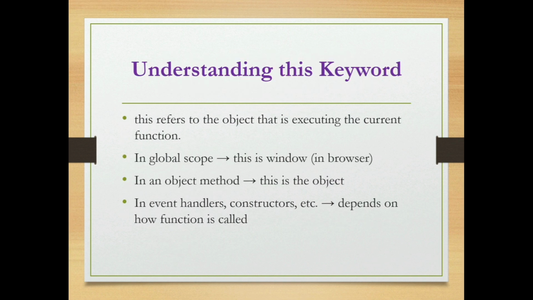Here is a brief introduction about the this keyword. This refers to the object that is executing the current function, whether the this keyword is in global scope, or in an object method. Next, the this keyword in event handlers and also in constructors, etc. That depends upon how the function is called. Next we will see one simple example for the this keyword.